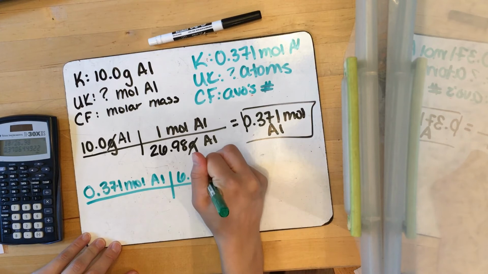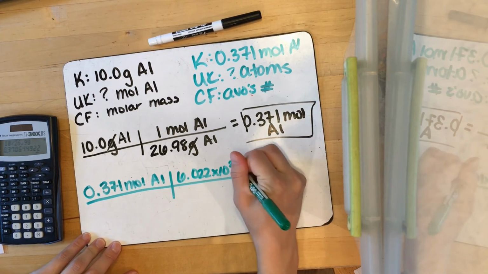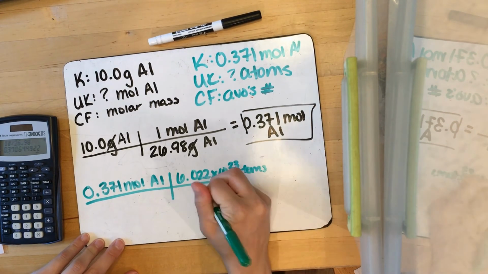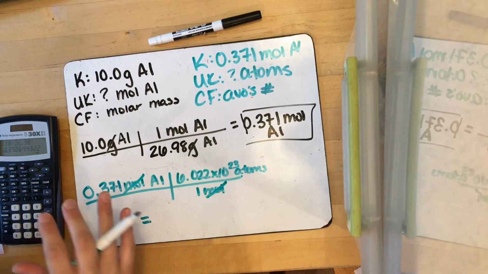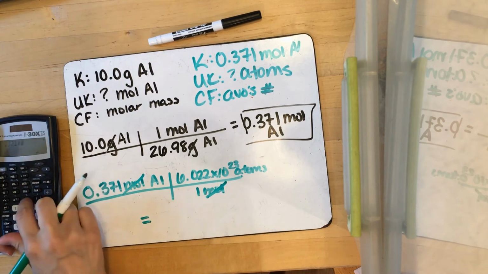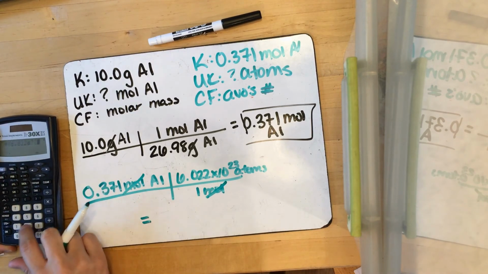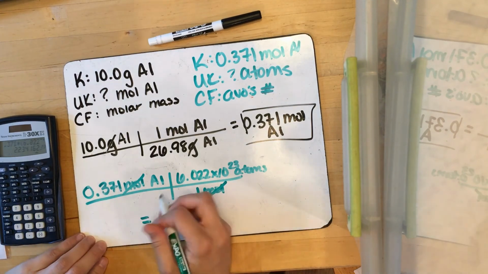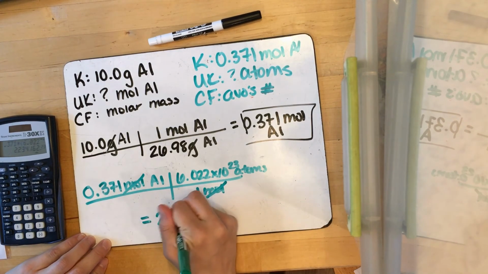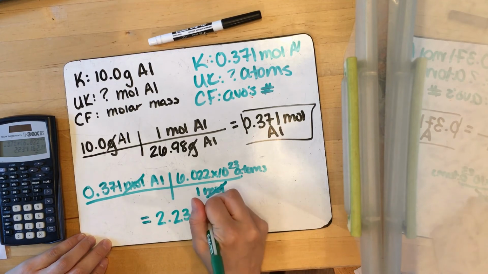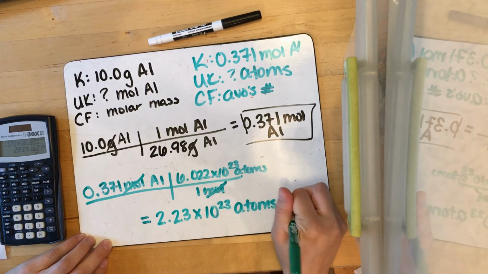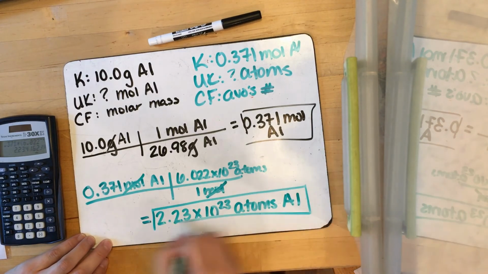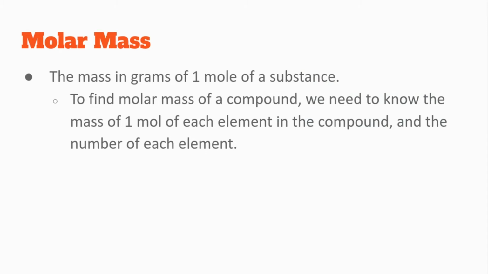So remember, there's 6.022 times 10 to the 23rd atoms in 1 mole of any substance. That cancels out moles, and we can just calculate this in the calculator. And again, 3 sig figs, so we should wind up with 2.23 times 10 to the 23rd atoms of aluminum. So the molar mass is the mass in grams of 1 mole of any substance.